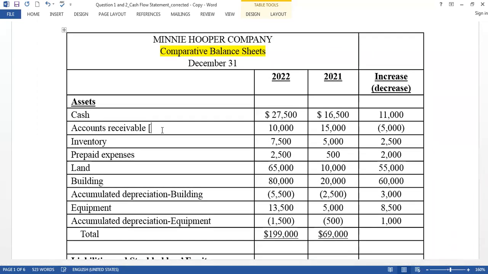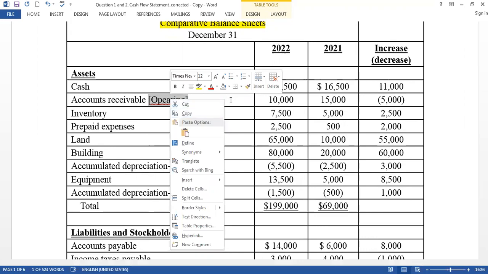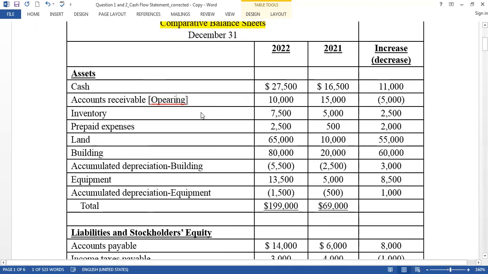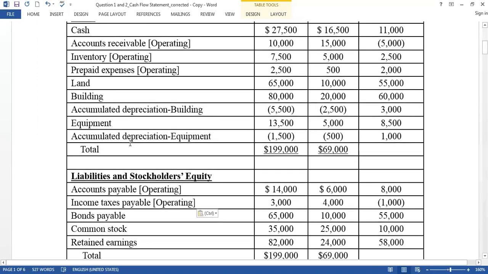So this is related with operating. Accounts receivable is a non-cash current asset. It is related with operating activities. Inventory is related with operating. Prepaid is related with operating. Then accounts payable is a current liability related with operating. Income tax payable is related with operating. Last class I explained why they are related with operating.